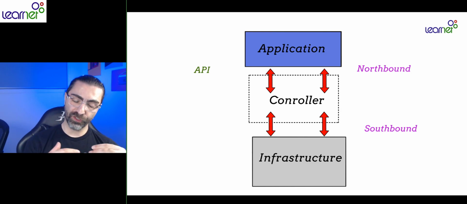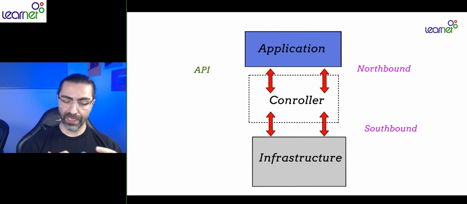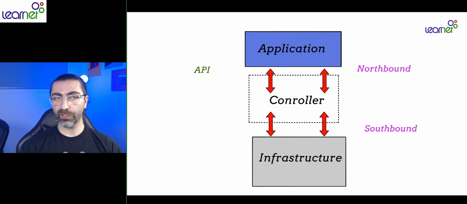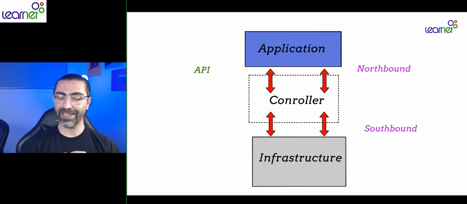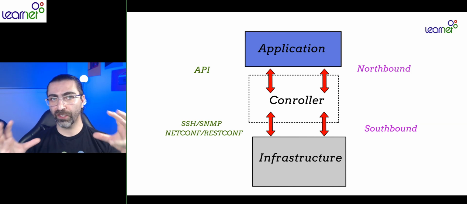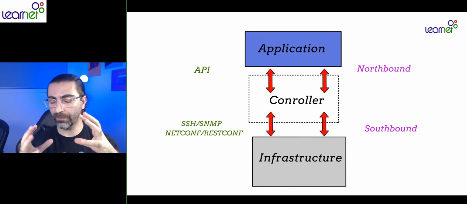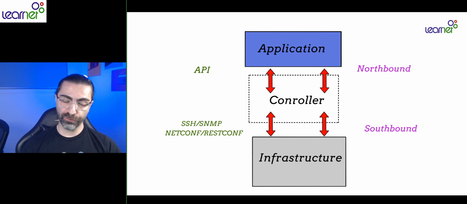And the next part, which is southbound, is where the controller needs to take action based on the orders it receives, and it has to apply those settings, or whatever you ask the controller to do, on the downstream infrastructure, which is mainly our devices, our switches, our routers, or whatever we have in that SDN solution. And that part is happening through protocols like SSH, SNMP, NETCONF, and RESTCONF. So this is how different components communicate with each other and get and send the orders, so you can manage your infrastructure through an SDN solution.